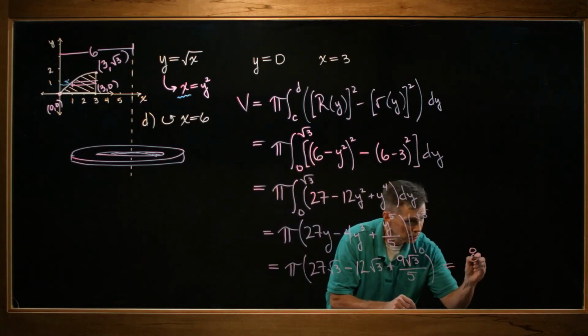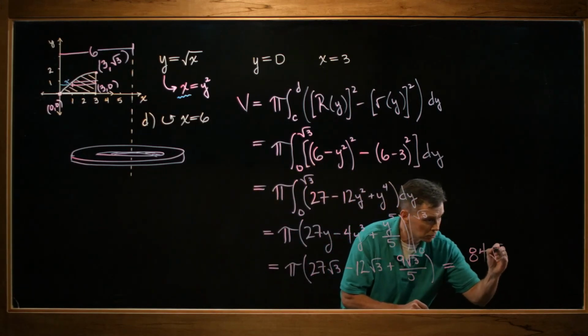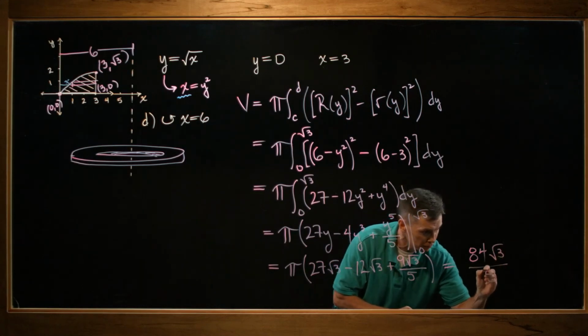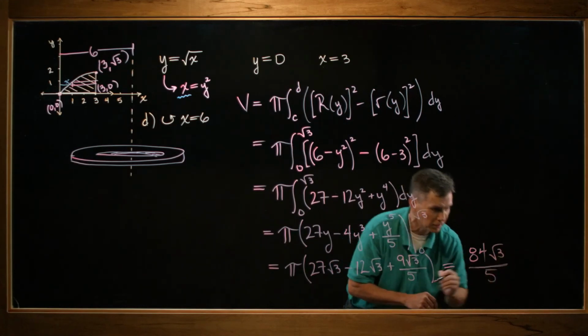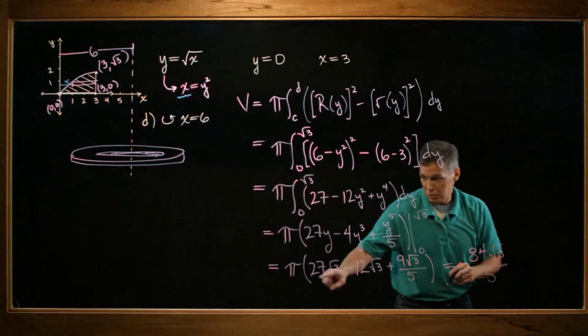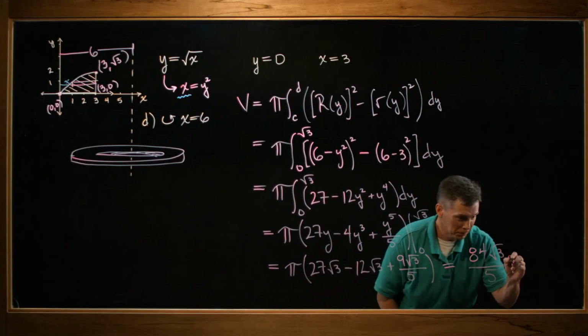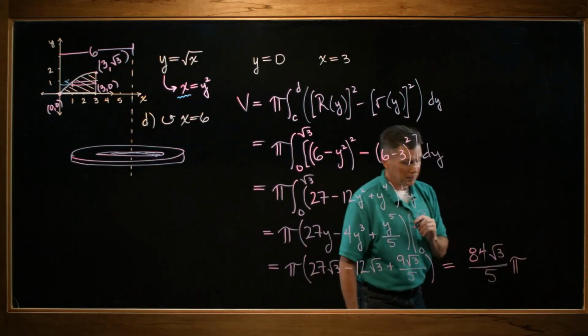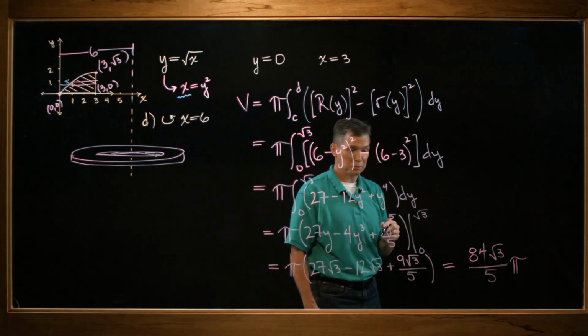Looks like 84 square roots of 3 over that common denominator of 5 that I got. And then just don't forget that factor of pi as well. And that I like as my final answer.